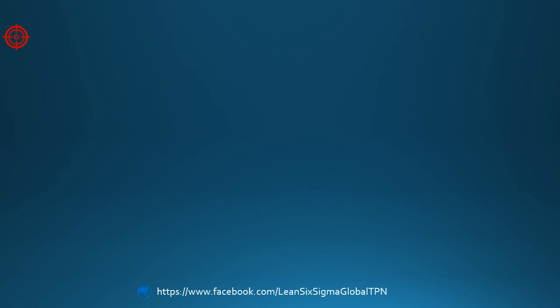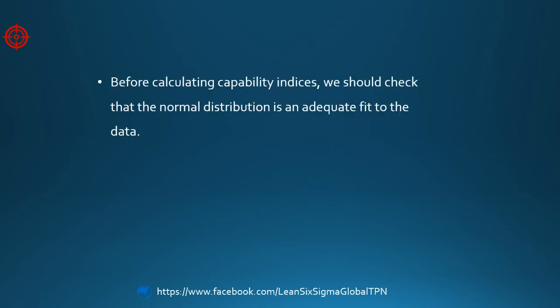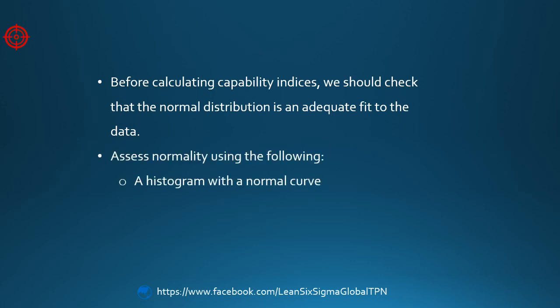Let's review. We always check that our data follow a normal distribution before calculating capability indices. We assess normality using a histogram, a normal probability plot, or the Anderson-Darling hypothesis test for normality.